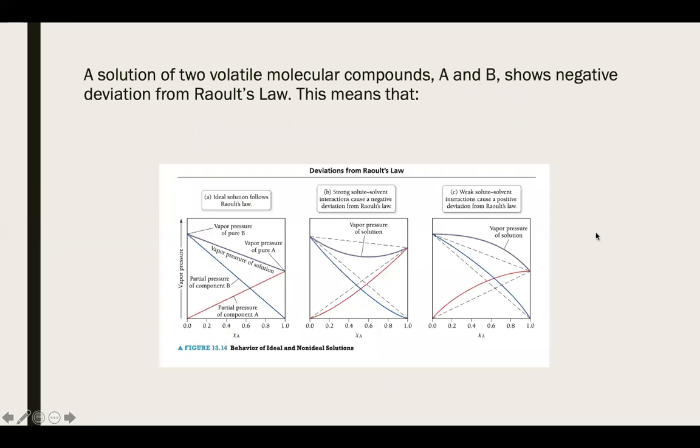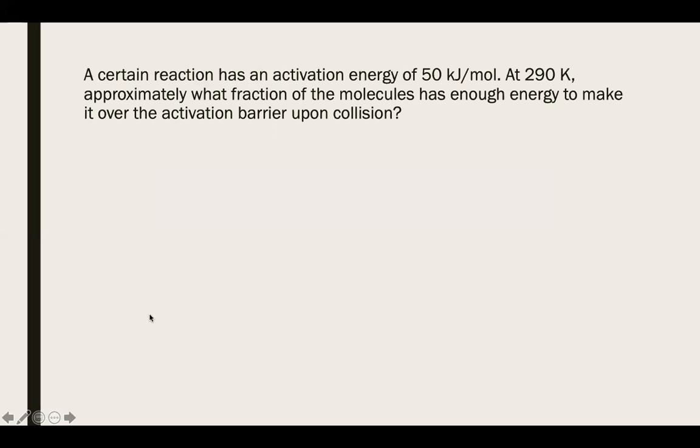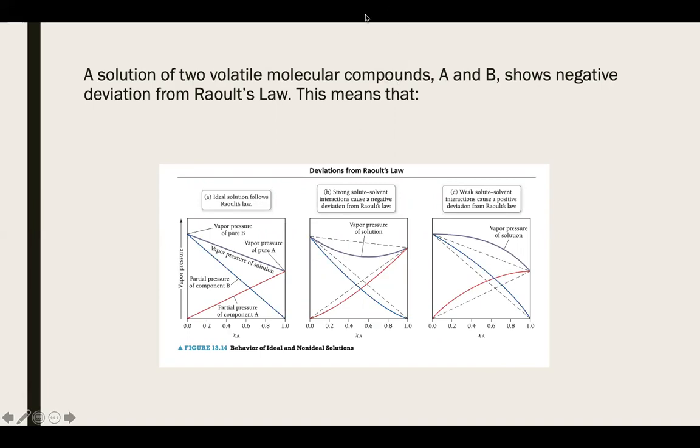Okay, so this question says a solution of two volatile molecular compounds, A and B, shows negative deviation from Raoult's law. And then it's asking you what that means in terms of the interactions in the molecules. So we'll look at the answer choices in 1 minute.